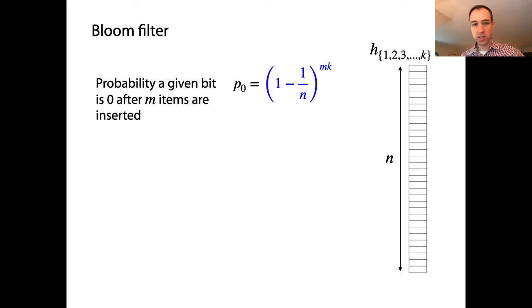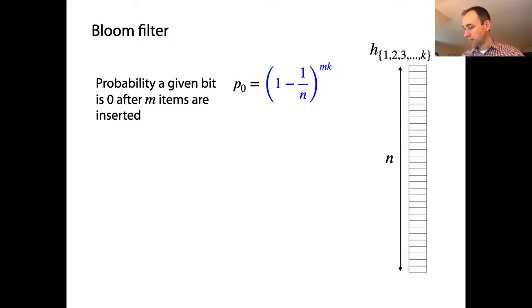I'm also going to call this p sub 0. So here is the definition of p sub 0. It's the probability that a bit is still set to 0, or you could also think of it as the fraction of bits that are set to 0, our expectation of the fraction of bits that are set to 0.